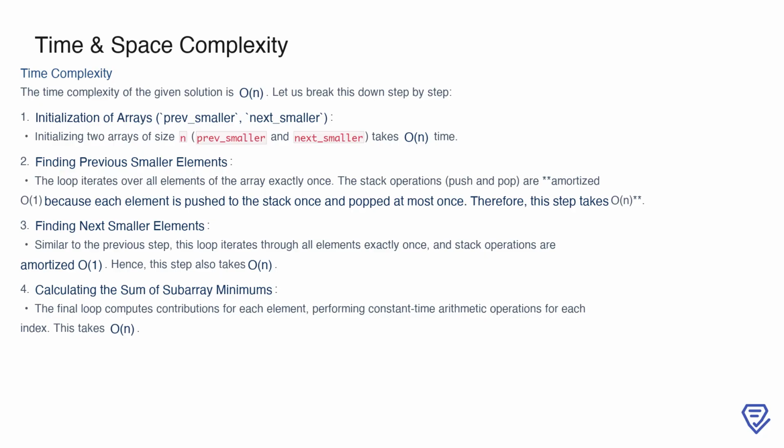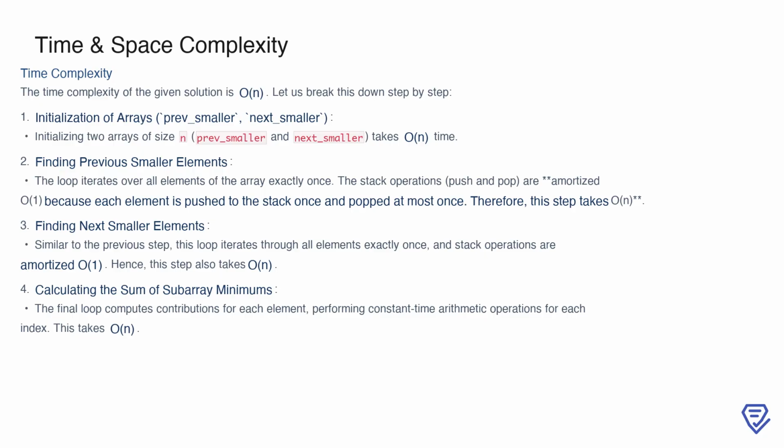The time complexity of this solution is O(n), and we can break it down into 4 distinct steps. First, initializing the arrays preb_smaller and next_smaller takes O(n) time since we allocate space for these arrays based on the input size. Next, we find the previous smaller elements for each index. This involves iterating over the array once, and thanks to the amortized efficiency of stack operations, where each element is pushed and popped at most once, this step takes O(n).